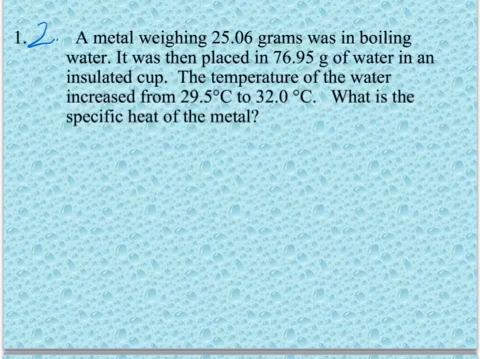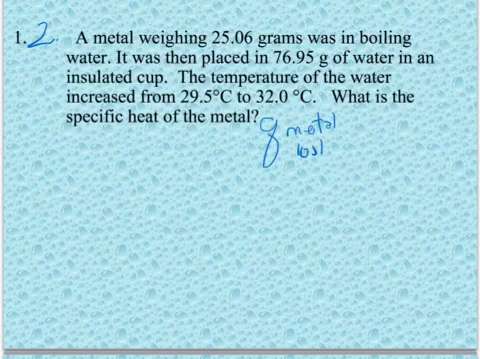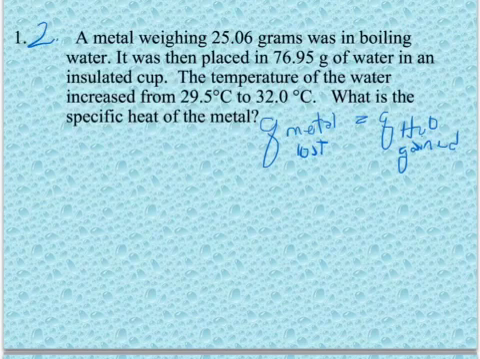0 degrees Celsius. What is the specific heat of the metal? Well, for this we know that the heat that the metal lost is equal to the heat that the water gained, because the temperature of the metal went down, the temperature of the water went up, and the final temperature, which stayed constant, would be the temperature of both the metal and the water. So first we need to write everything in for the metal.